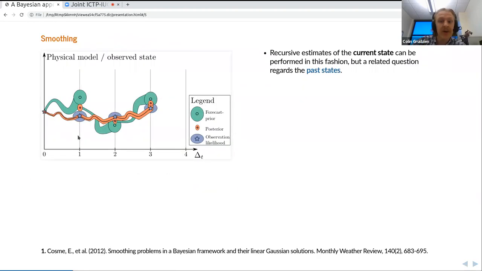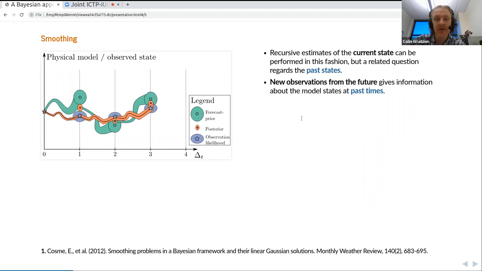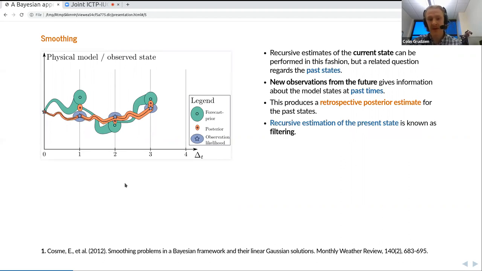Now, the recursive estimates of the current state can be performed in this fashion, but a related question also regards our past states, where new observations from the future, of course, give information about the model states at past times. This can produce a retrospective posterior estimate for the past states, where we can imagine taking the observations at various times and interpolating this posterior backwards in time for the model states using all the information in this window.